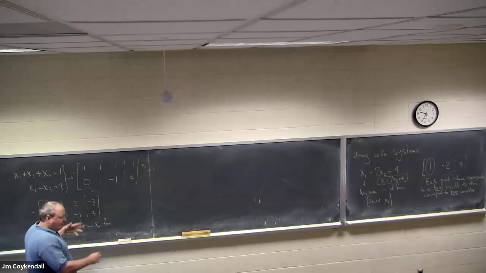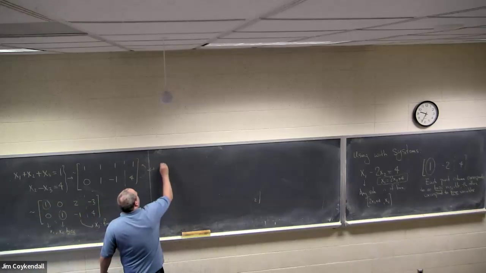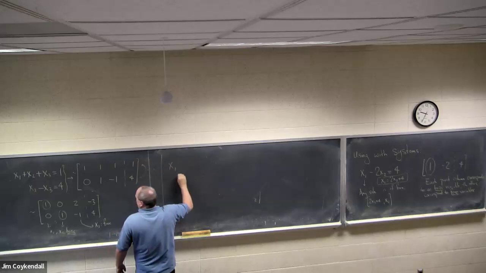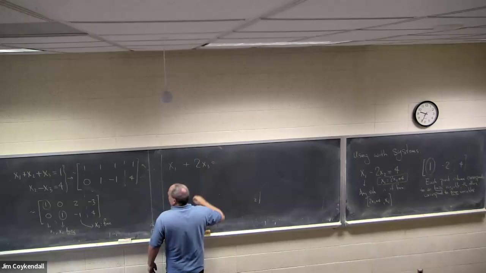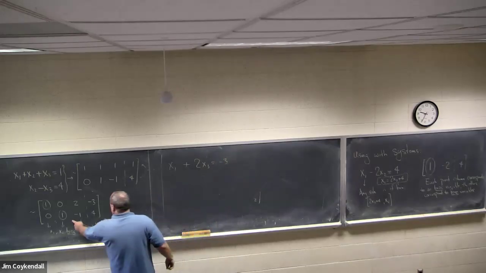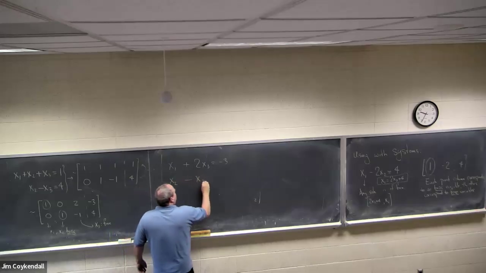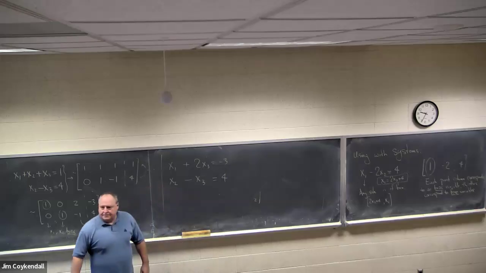Let's rewrite these now that I've simplified this a little bit. The first equation corresponds to x1 plus 2x3 is equal to -3. And the second equation is x2 minus x3 is equal to 4. Agree?